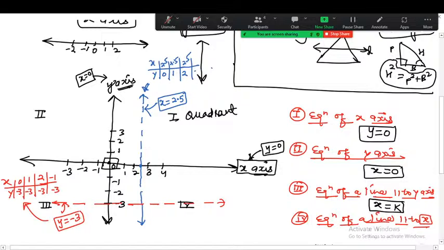What about the equation of a line parallel to x-axis? If it is parallel to x-axis, it must pass through a point on the y-axis. That is why you will get y is equal to any constant. It may be y is equal to -3, or y is equal to 2 if it passes exactly at 2. In this way, you need to understand these 4 points first before I tell anything else.